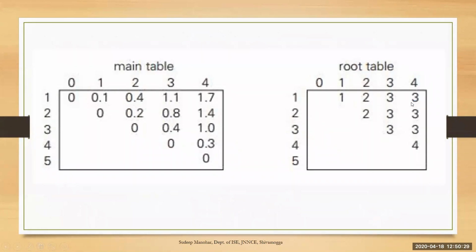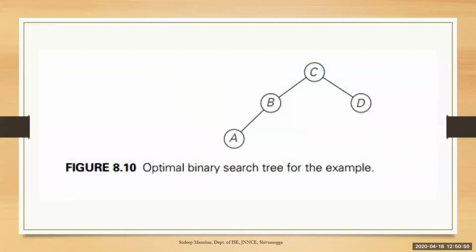Now if you look at the last cell, it is 1 to 4. That means when you consider nodes from 1 to 4, when you consider all the four nodes, which is the root node? Root node will be 3. What is the third node? Third node is nothing but C. So hence you should make C the root node. Okay, that is the first step. C is the root node.